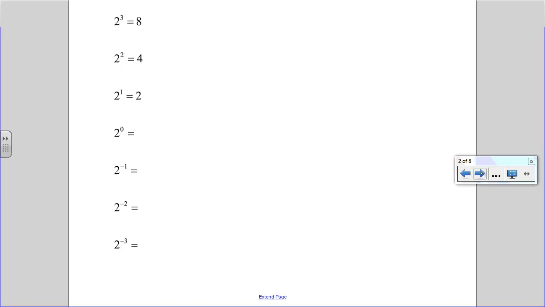So, how do we do a third table? What's 2 to the 0 power? Did anyone test it on their calculator? What is 2 to the 0? 1. Does anyone agree with Candace?